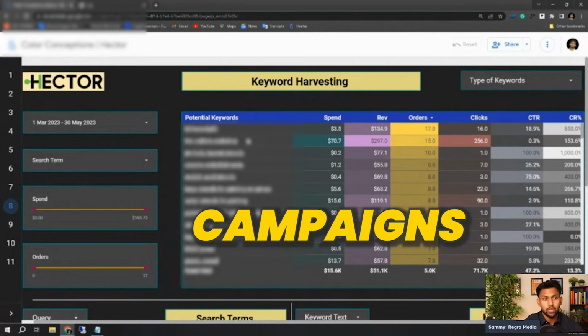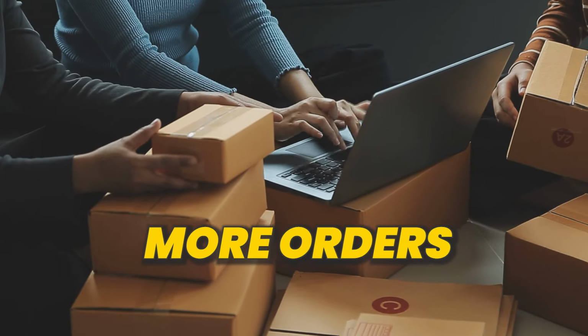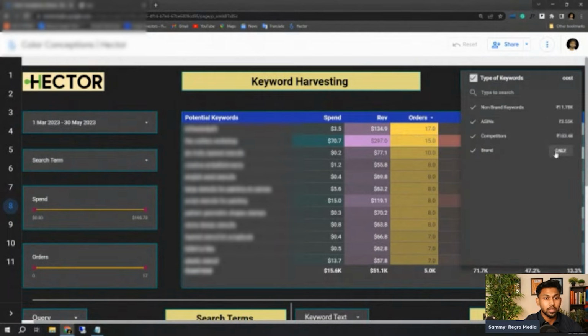I'm going to share with you how and which campaigns to create, how to scale those search terms to further get more orders, particularly with those search terms. Now here you will see probably the orders and the clicks. And obviously since these are, let me just do it through branded because you will get more data here. I'll have done branded.